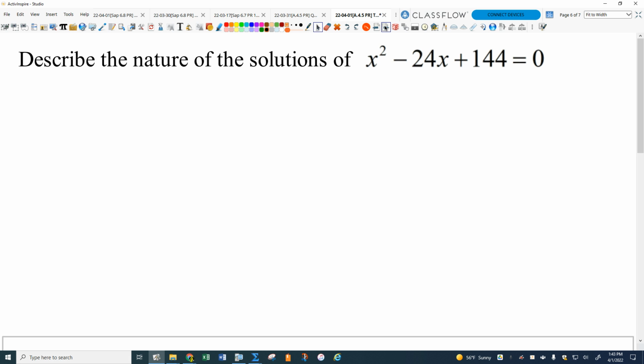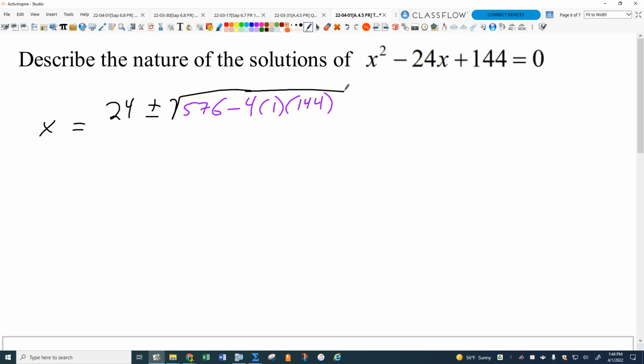Same kind of thing. What about this one? So x equals negative b. What's that going to be? 24 plus or minus the square root of negative 24 squared, that's 576, minus 4 times 1 times, okay, all divided by 2 times 1 is 2.